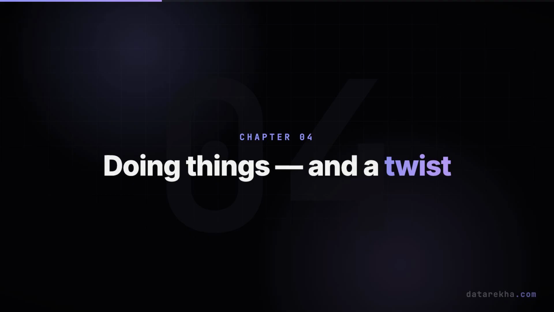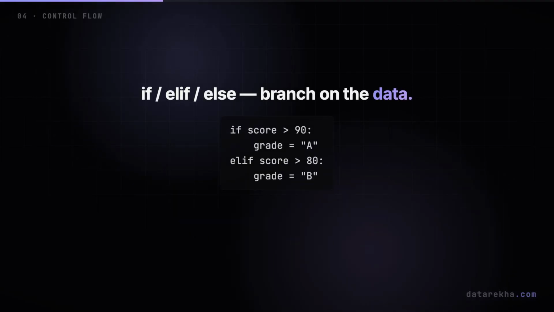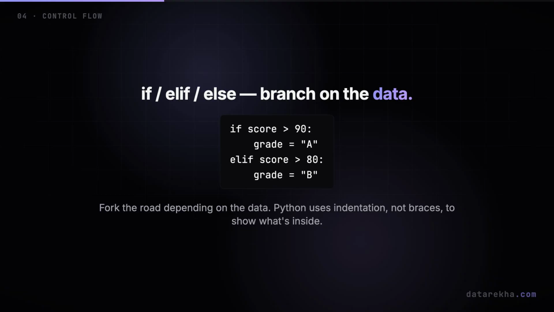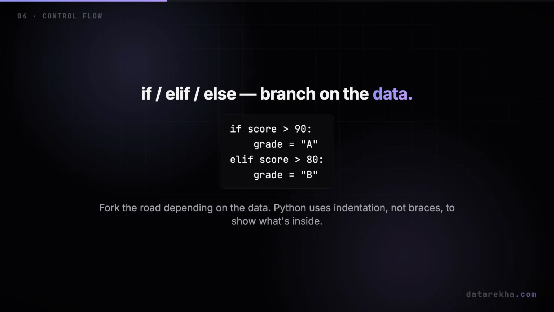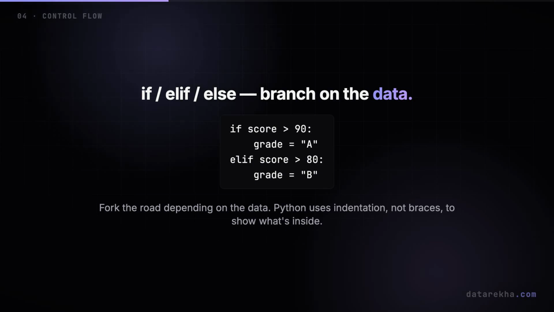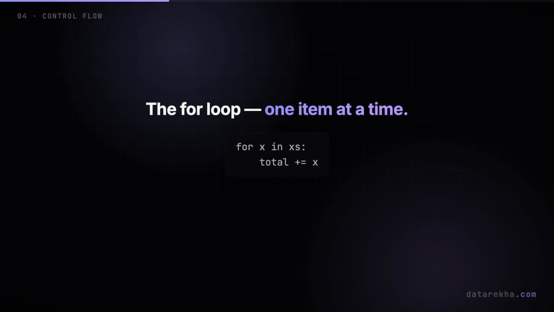Chapter 4. Doing things and a twist. Control flow is how code makes decisions. An if statement runs a block only when a condition is true, with elif and else for the other cases. That's the branching. Fork the road depending on the data. There's not much to it, and Python keeps it clean by using indentation, not curly braces, to show what's inside the branch. And then the loop.